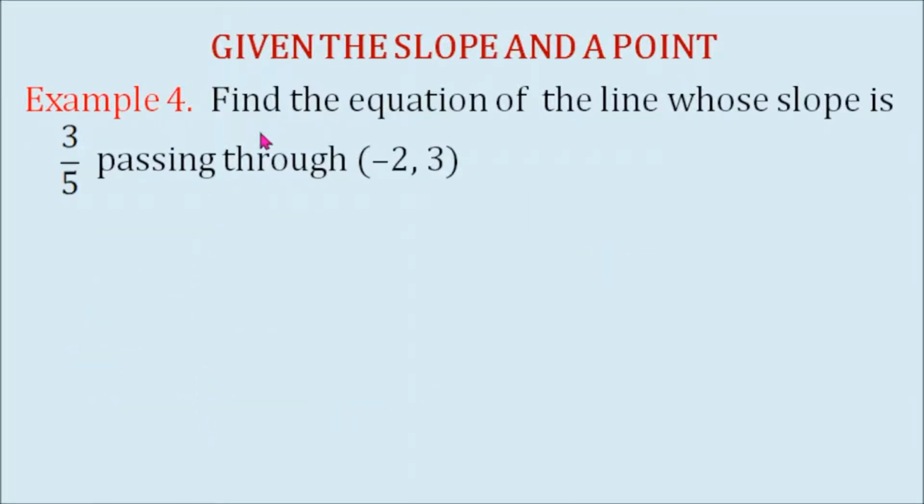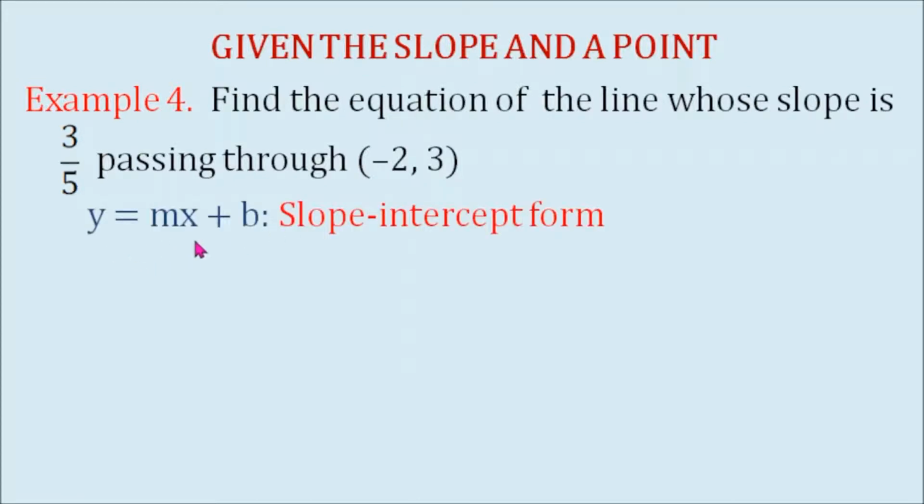Example number 4. Find the equation of the line whose slope is 3/5 passing through point -2, 3. Y equals mx plus b is the slope-intercept form of a linear equation in two variables. We don't have b here, so we can find b by substituting y with 3, m with 3/5, and x with -2.